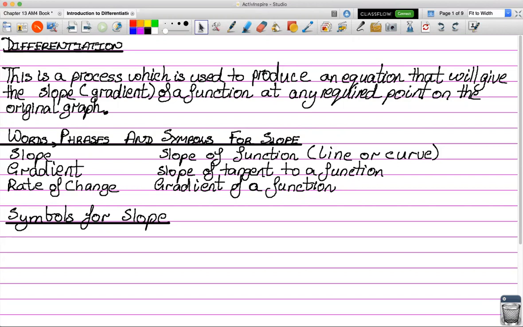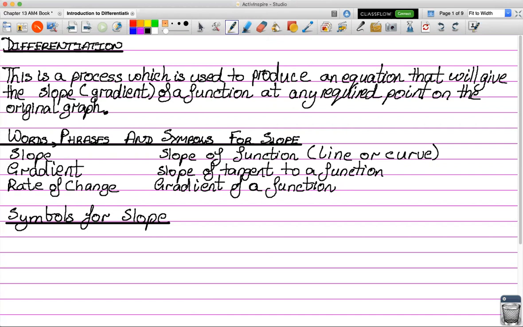The words and phrases and symbols that you need to learn are as follows. You need to know that the words slope and gradient mean the same thing, and that rate of change also means slope. You need to know these phrases: slope of function, slope of line, or slope of curve, the phrase slope of tangent to a function, and the phrase gradient of a function. They all mean the same thing. They mean differentiate. So it's really important that you get that into your heads.